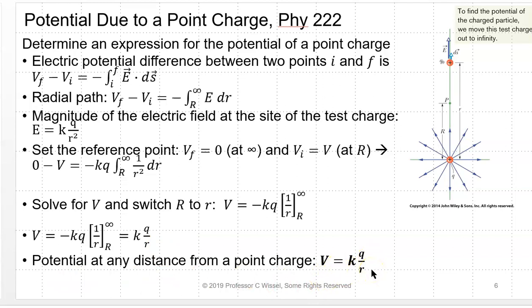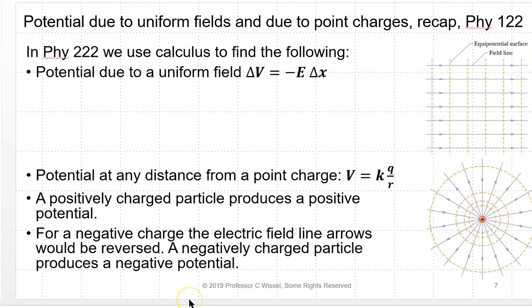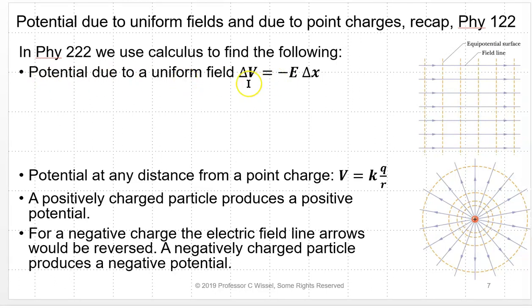Now notice it's not an inverse square law anymore. It is now just an inverse. So this is a summary of the potential due to uniform fields and due to point charges. It's also for algebra-based physics students, physics 122 students. Potential due to a uniform field, delta V equals minus E delta x. Potential at any distance from a point charge, V equals kq over r. A positively charged particle produces a positive potential. For a negative charge, the electric field line arrows would be reversed, and a negatively charged particle produces a negative potential.